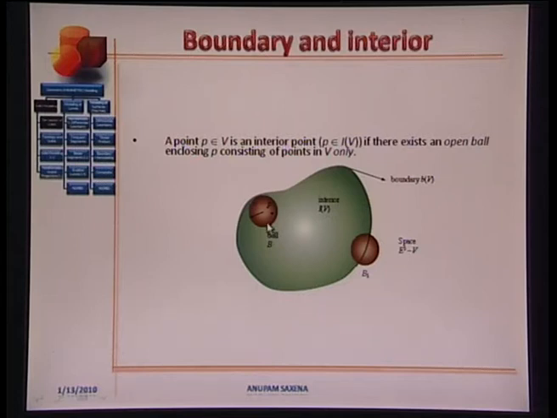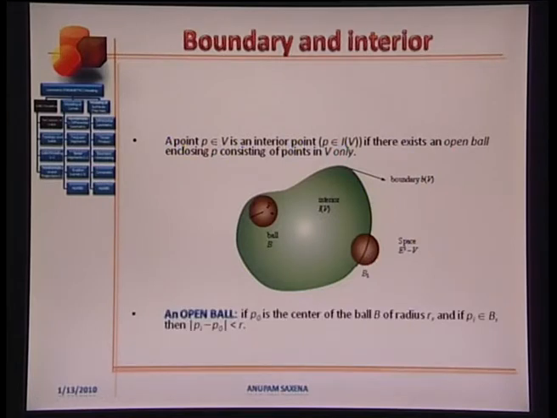This is ball B enclosing a point P, and the ball is of radius r. This is ball B1 as the boundary of the solid. Definition of an open ball.